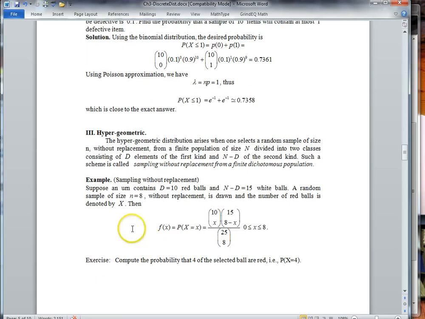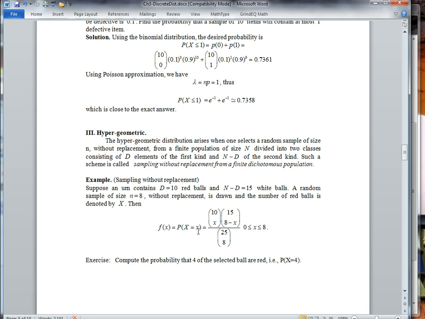So let's talk about this. This is an example about sampling without replacement. Suppose a box contains 10 red balls and 15 white balls. A random sample of size n, which is 8, without replacement is drawn, and the number of red balls is denoted by x. Then we want to find the probability that we have x red balls.